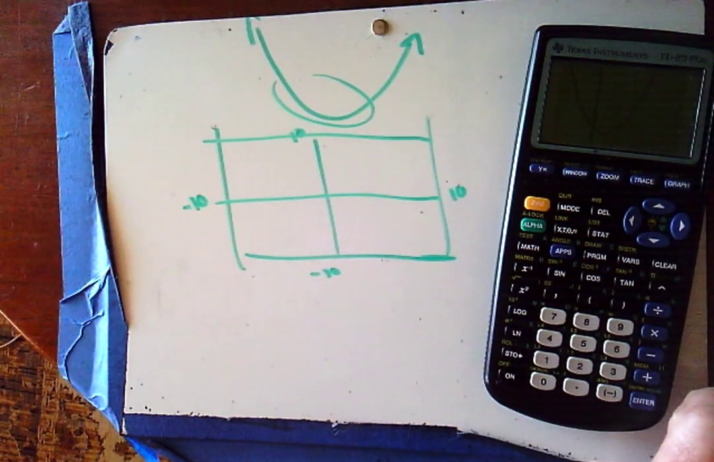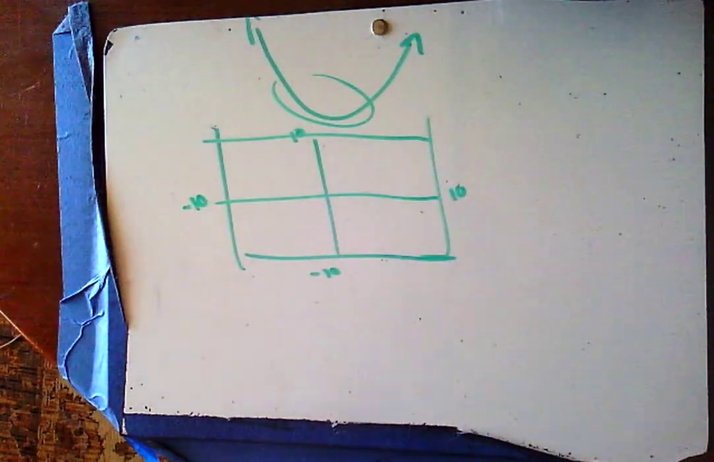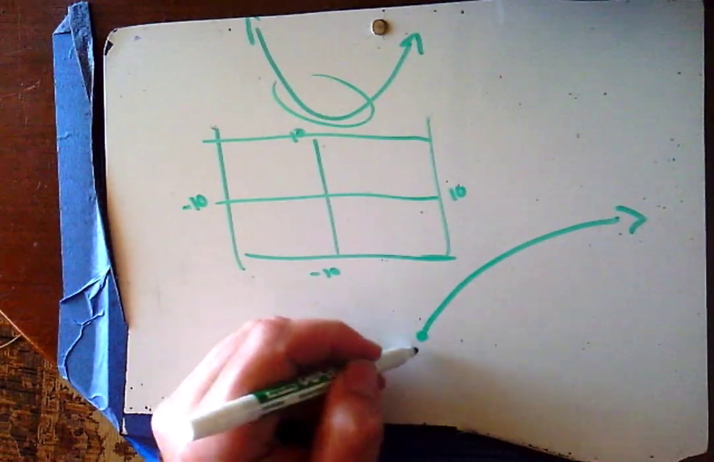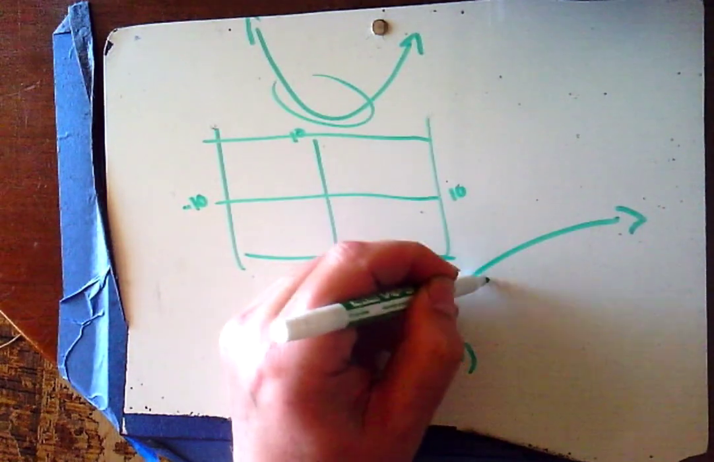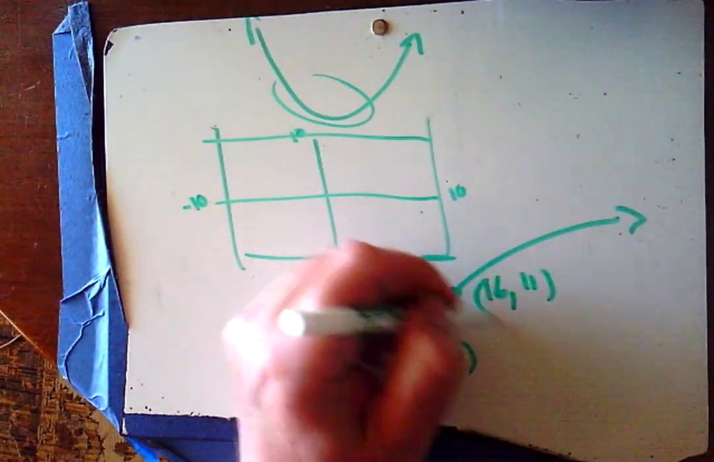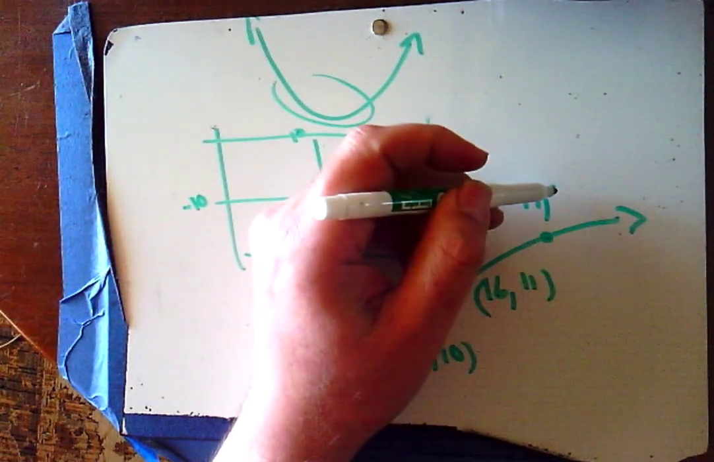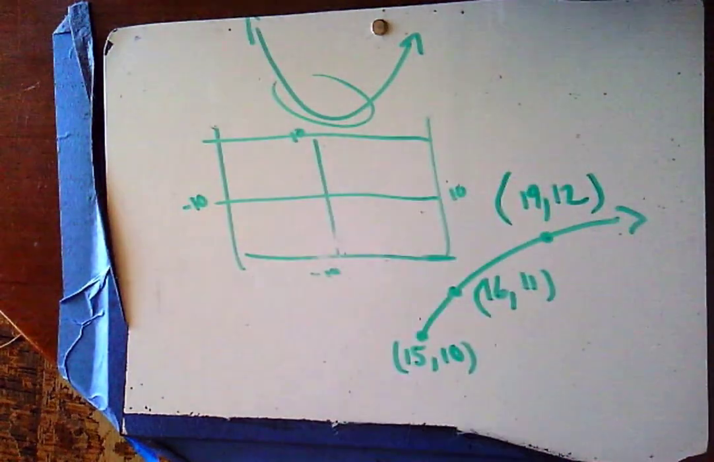It says here, one of the reasons we learn to graph by hand is to make finding a good viewing window much easier, right? Because I can have this hand-drawn graph and say, oh, look, my graph of this square root passes through 15, 10, 16, 11, and 19, I don't know what that one would be, 12, that's what it would be.